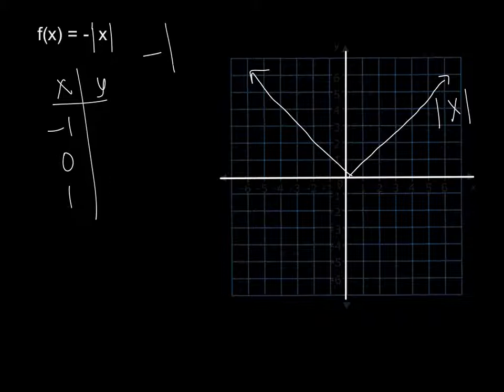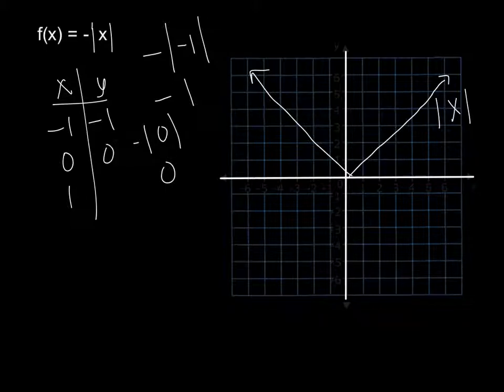The negative absolute value of negative 1. The absolute value of negative 1 is 1, and we have a negative, so it's negative 1. Absolute value of 0 with a negative is still 0. Negative absolute value of 1 is negative 1. So I'm going to graph that one in the coordinate plane. So we have negative 1, negative 1; 0, 0; and 1, negative 1.